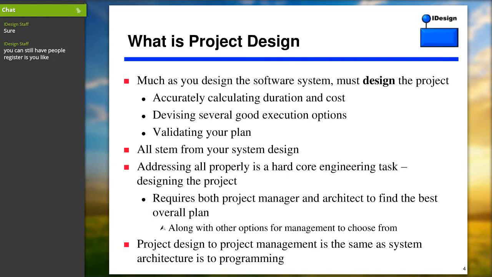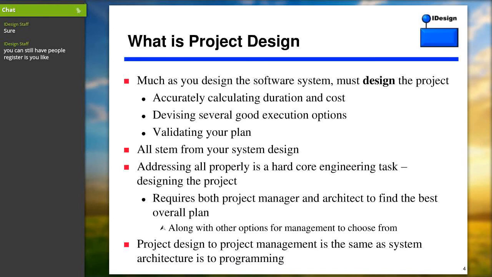It turns out addressing all the aspects of project design is a hardcore engineering task, and you apply very similar techniques to system architecture to project design. Much like system architecture is not something the architect can do in isolation, project design requires both a project manager and the architect to find the best overall plan.